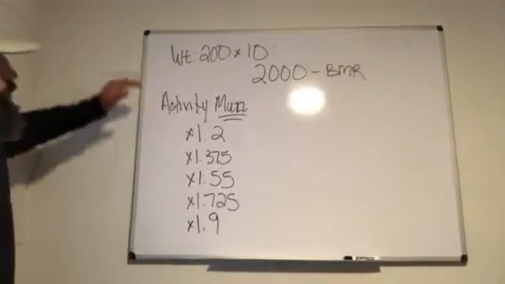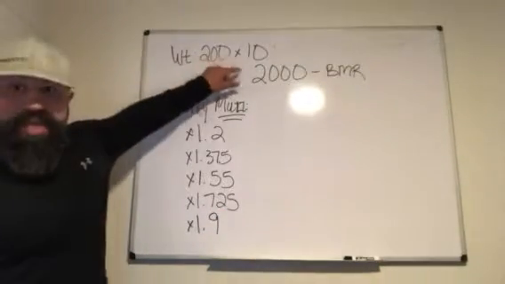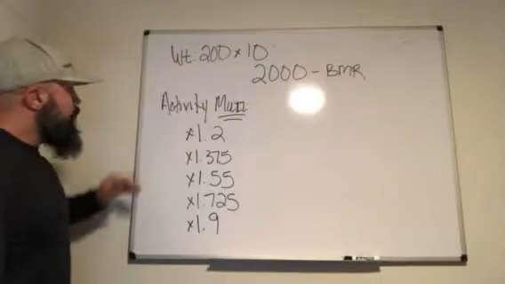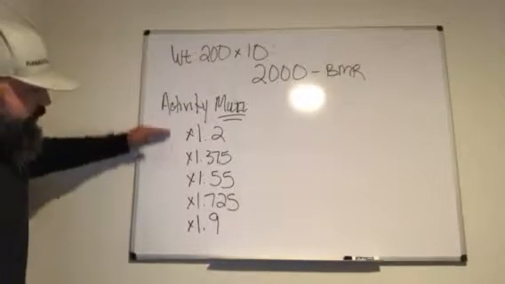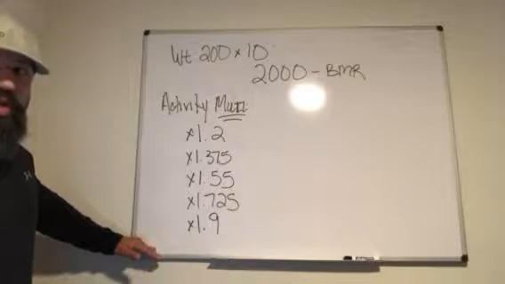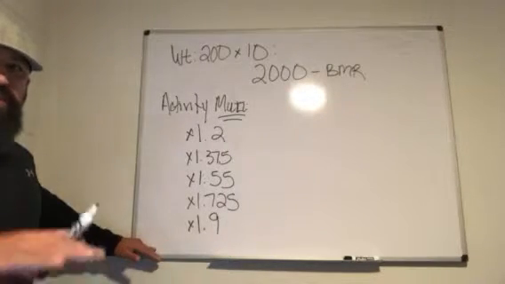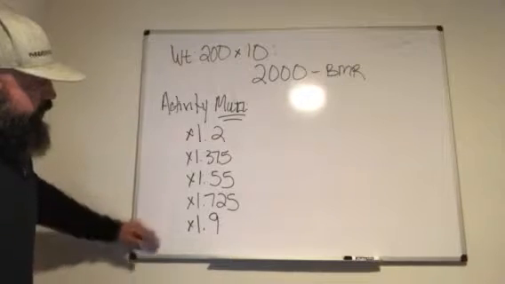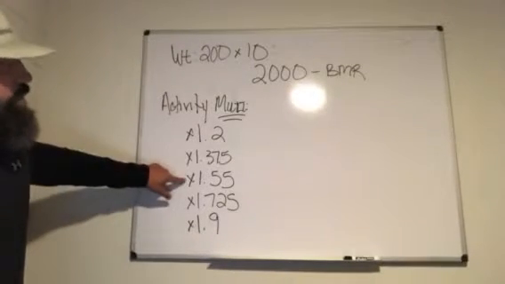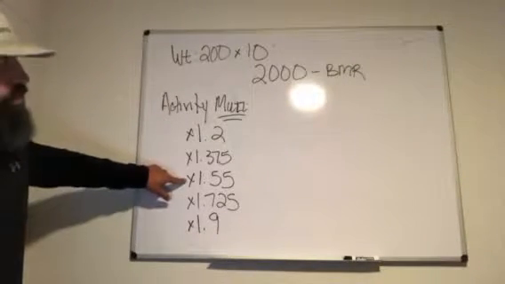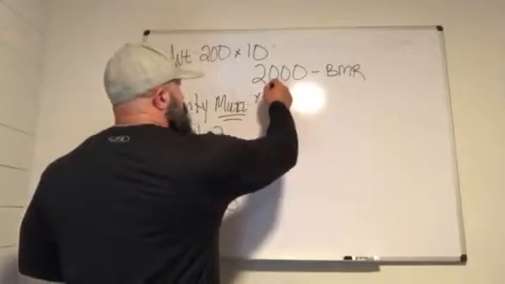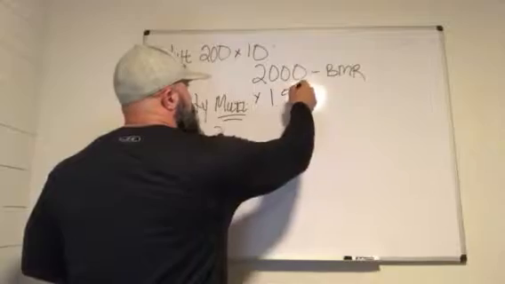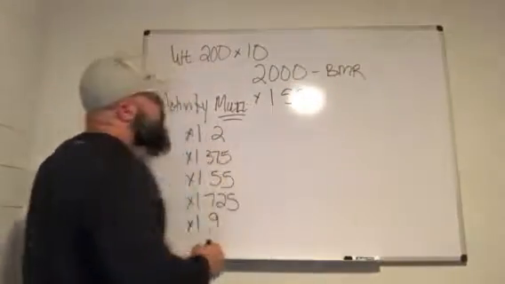So, 200 times 10 for my BMR. I add my activity multiplier here. I'll explain this to you guys a little bit more in this post. So I'm going to be about the 1.55 range. So I'm going to take this and multiply 200 times 1.55.